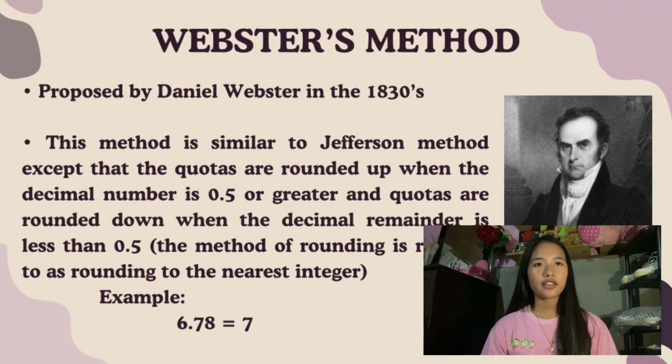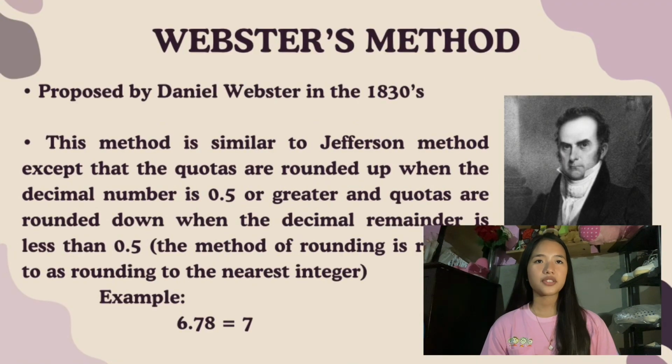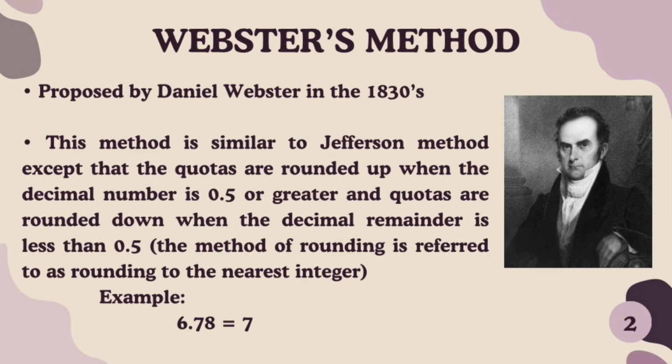So, Webster's method, proposed by Daniel Webster in the 1830s, allocates seats by rounding quotas to the nearest integer, rounding up for 0.5 or higher and down for less than 0.5. For example, 6.78 rounds to 7.